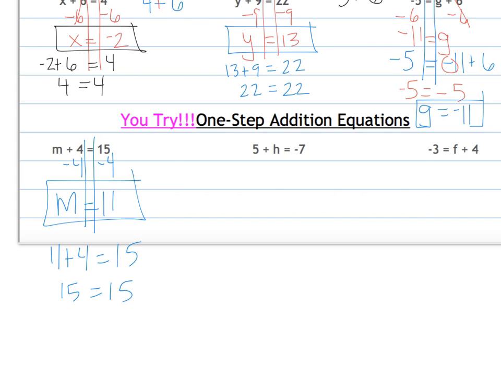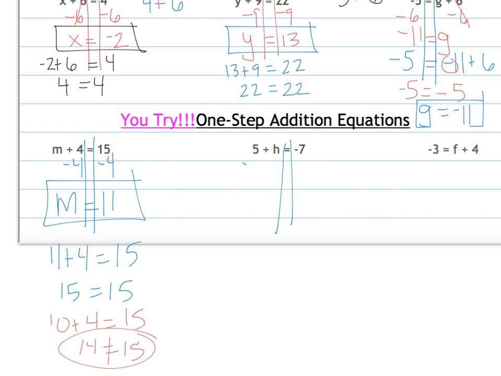Since it's true, my solution's correct. And obviously I'm showing you all the solutions are correct. If you plugged in and got the wrong answer, say I accidentally said this one was 10, then I would get 10 plus 4 equals 14, which is not equal to 15. That's how you know your solution was not correct.